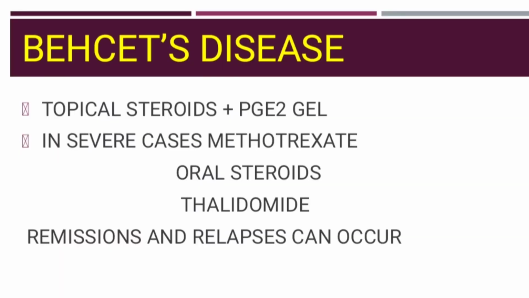Okay, let's discuss the treatment available for Behcet's disease. As most of the lesions are ulcer lesions, we use topical steroids and prostaglandin E1 gel. If there is any systemic involvement, then we use methotrexate, steroids and thalidomide. And if there is any severe involvement, we use systemic steroids also.